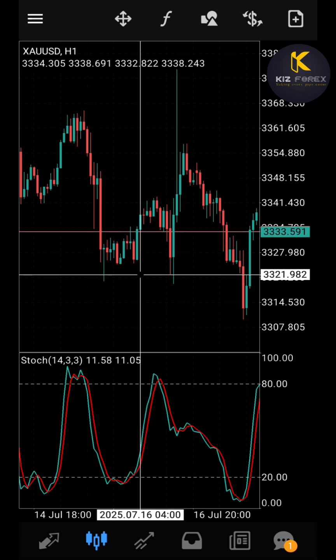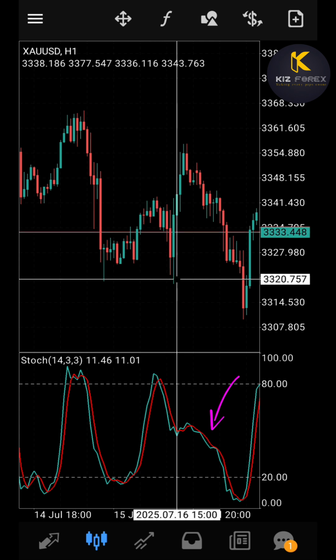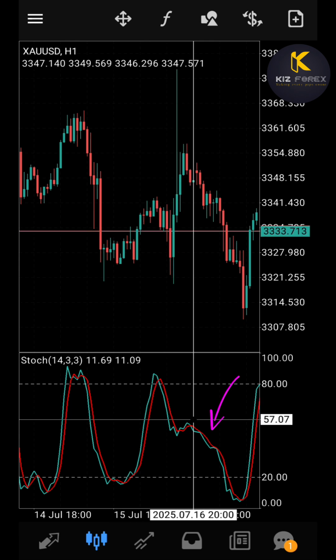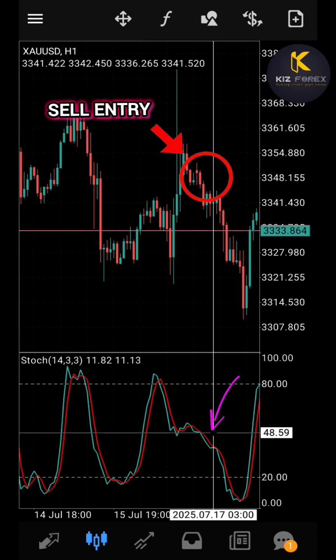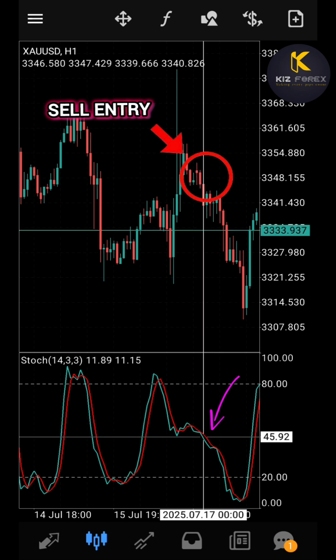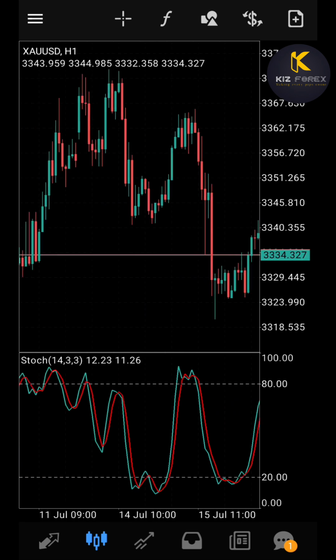Now as you can see right here, it happened again right here. When it crosses the overbought level, it came down right here and did another turn here, as you can see. So after it did this turn coming down, you can open your position for a sell, and the sell will go perfectly well.